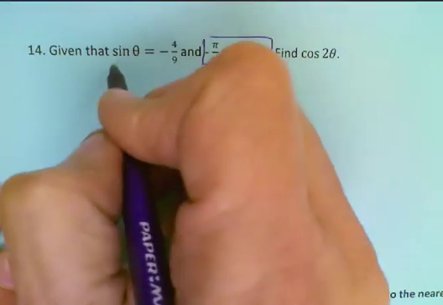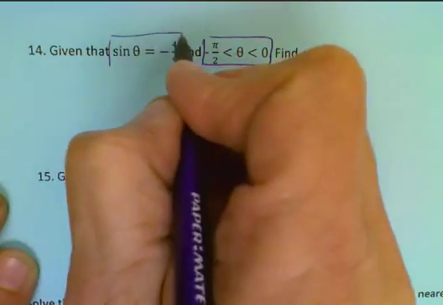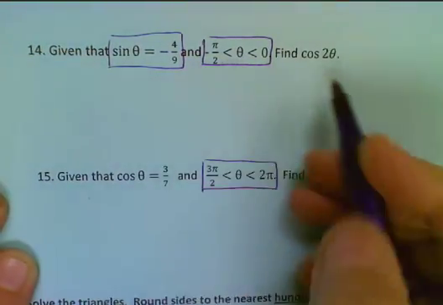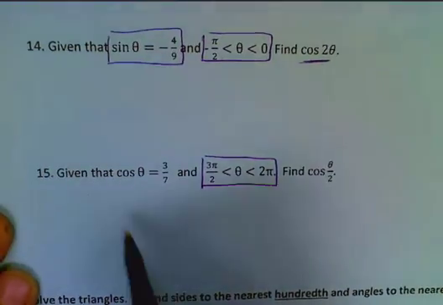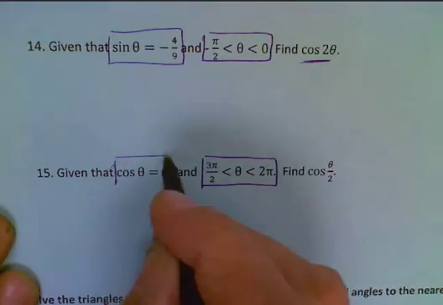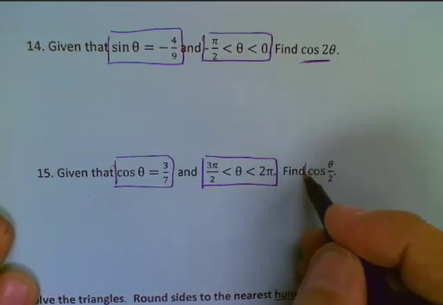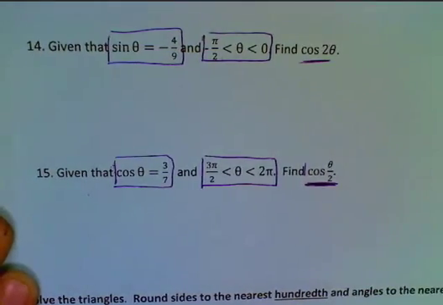So I give you a piece of information. I tell you the sine is equal to -4/9, and theta is between here. You're finding the cosine of 2 theta. In this problem, I tell you the cosine of theta is 3/7 in this interval, and you're looking for the cosine of theta over 2.